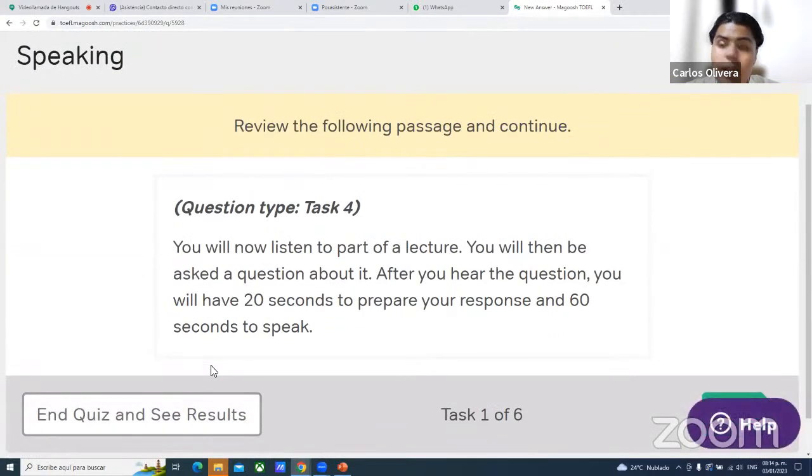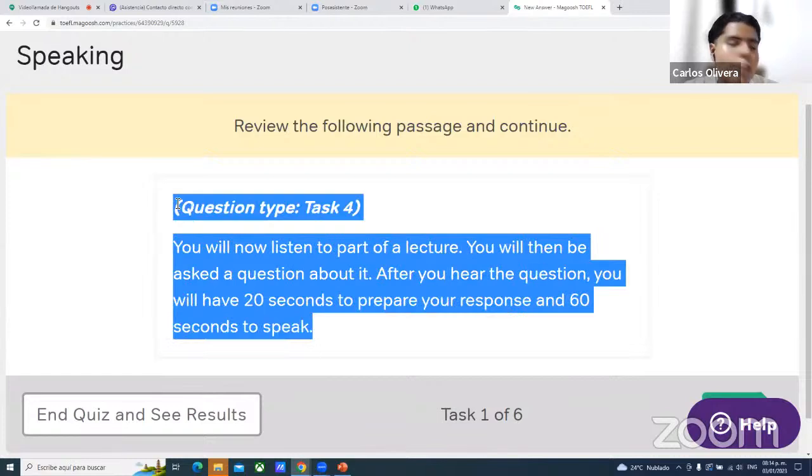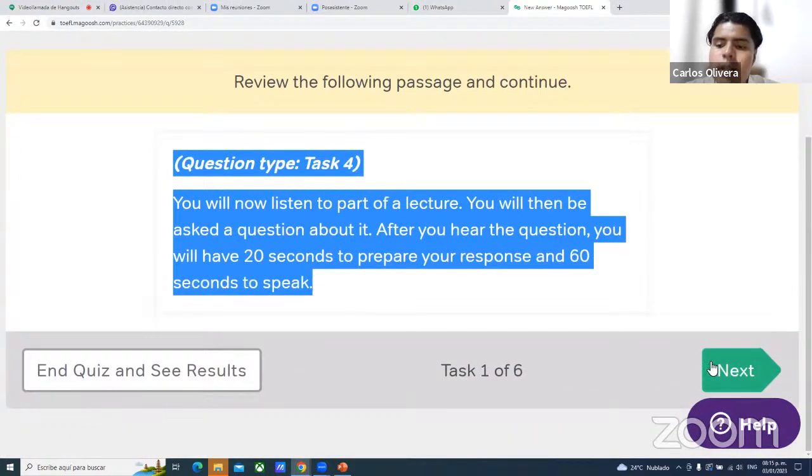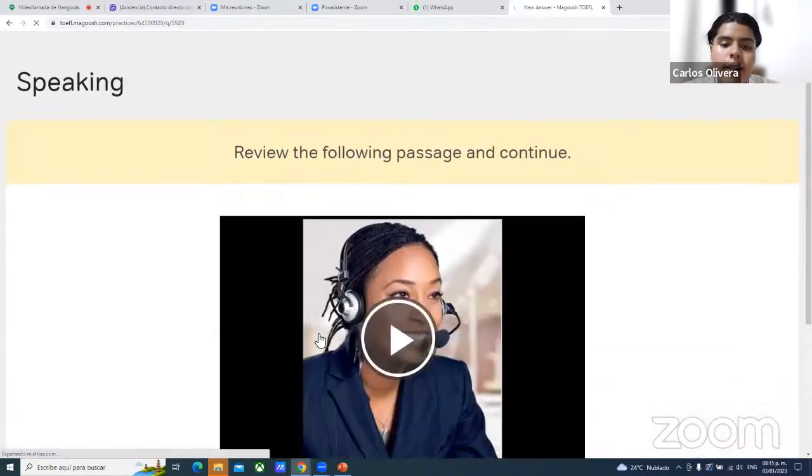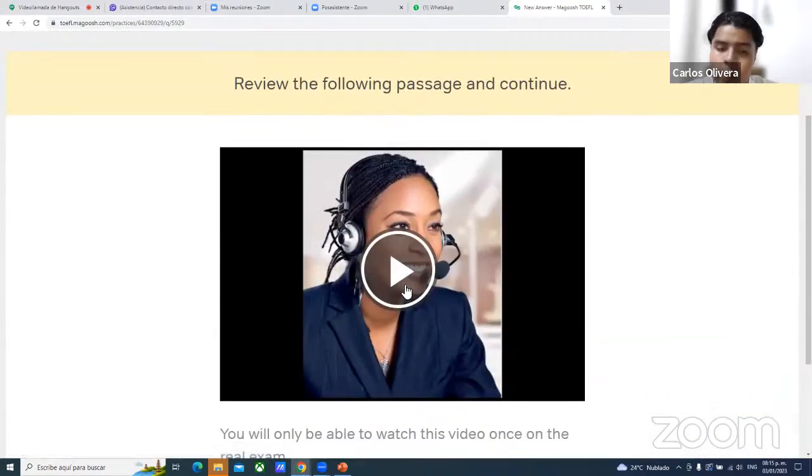So first thing, when you are in the last question of the speaking section, question number 4, you get a set of instructions. You know what to do. You don't have to read this. You listen to the lecture, 20 seconds to prepare the response, 60 to deliver it. Nothing to worry about. Next, and here, as I say, you get the lecture. As you can see, you are not receiving a previous reading passage or something, but the only material is the lecture, immediately the lecture.